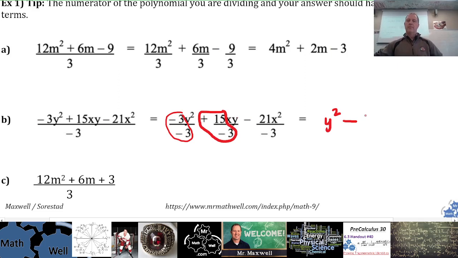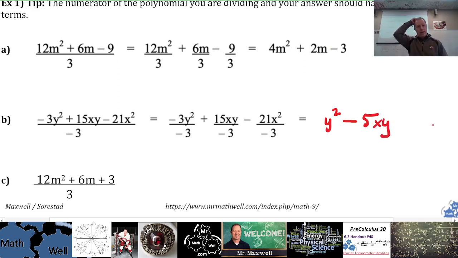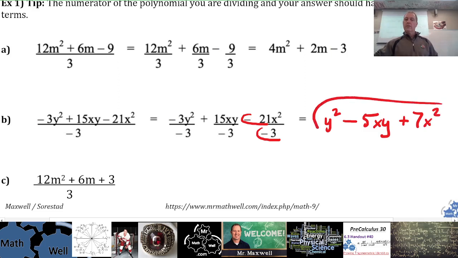5. Excellent. Now, it's just a monomial, or it's just a constant on the bottom, so we're not really changing any of the variables. So I'll just go ahead and write an xy there as well. So xy stays. And finally, negative 21 divided by negative 3 would be plus 7x squared. And then that's your answer there. Any questions?